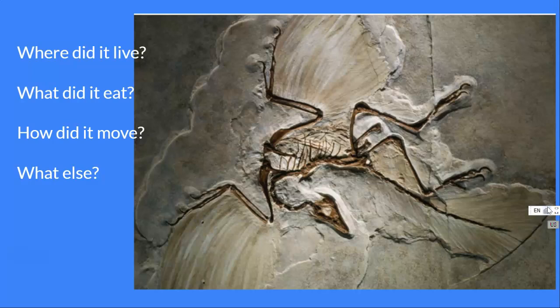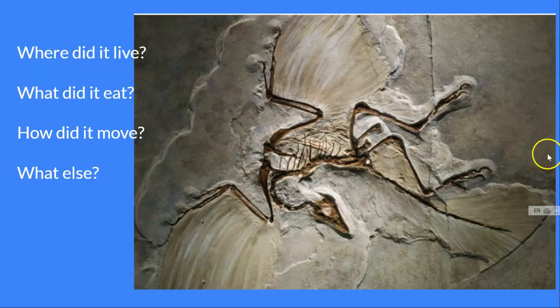And so from this picture, we talked about what can we conclude about where it lived? What did it eat? How did it move? And what else can we conclude about this? Now it's important to note that this fossil is of an organism that's roughly the size of a raven, right? A small bird, maybe a medium-sized bird, and that really helps to inform our thinking about this.